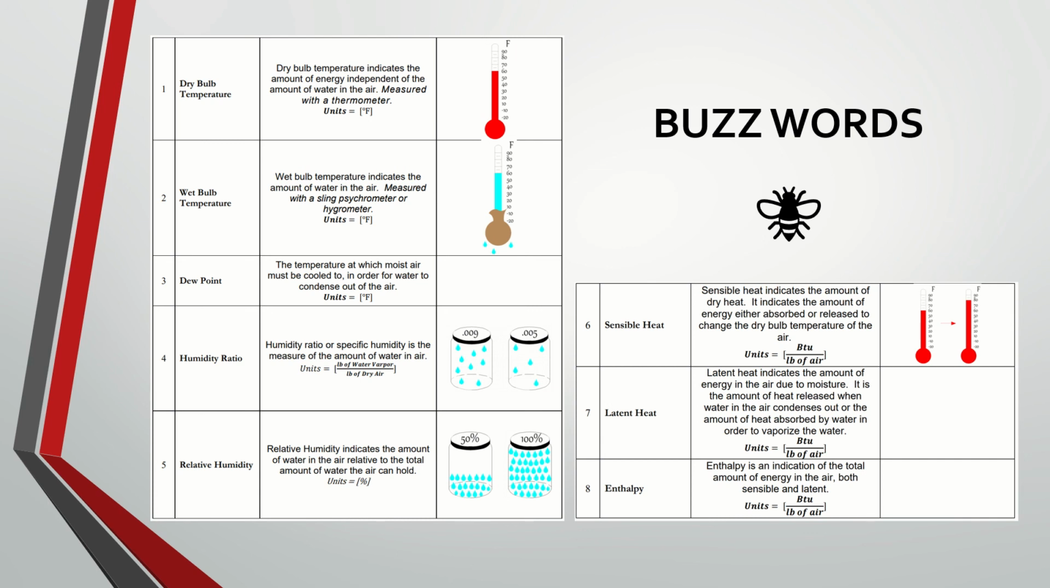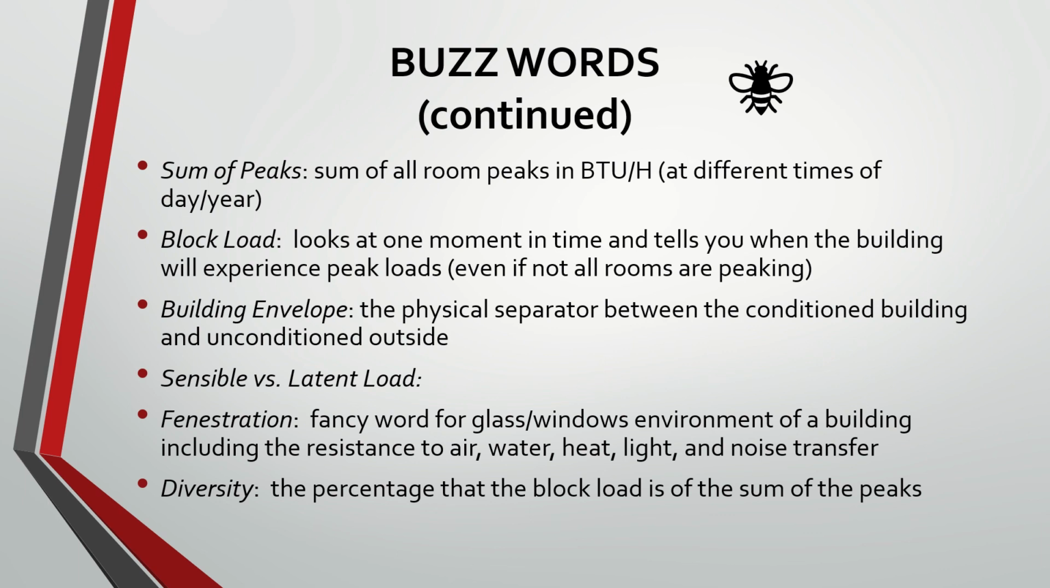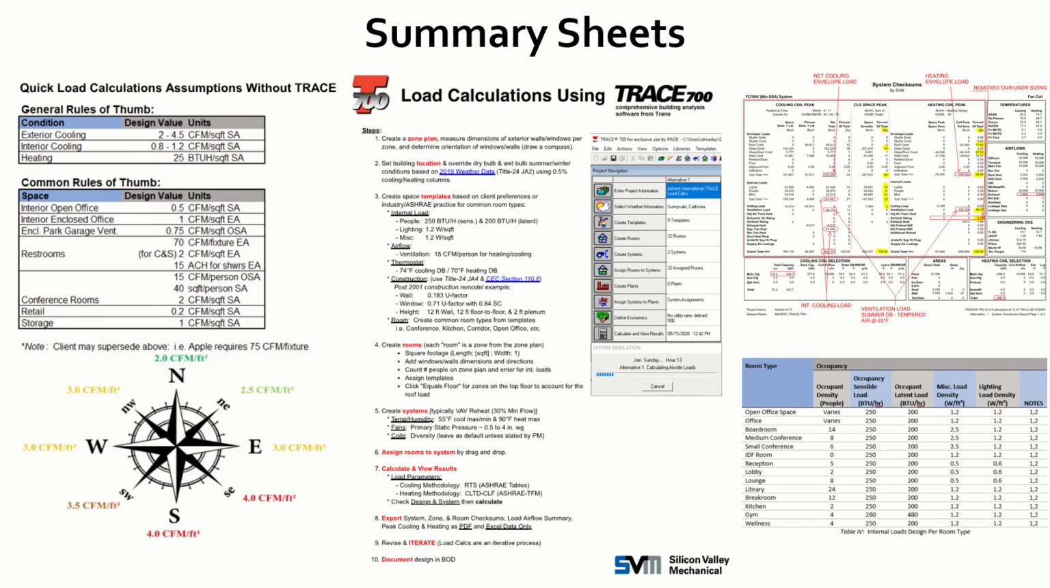Now a block load looks at a building at one moment in time and tells you when the building will experience maximum load conditions, even if not all the rooms are peaking. So imagine the hottest day of the year around lunch hour. It's really hot. The building will need maximum cooling, right? More buzzwords, and that's where the sum of peaks and block load came from.